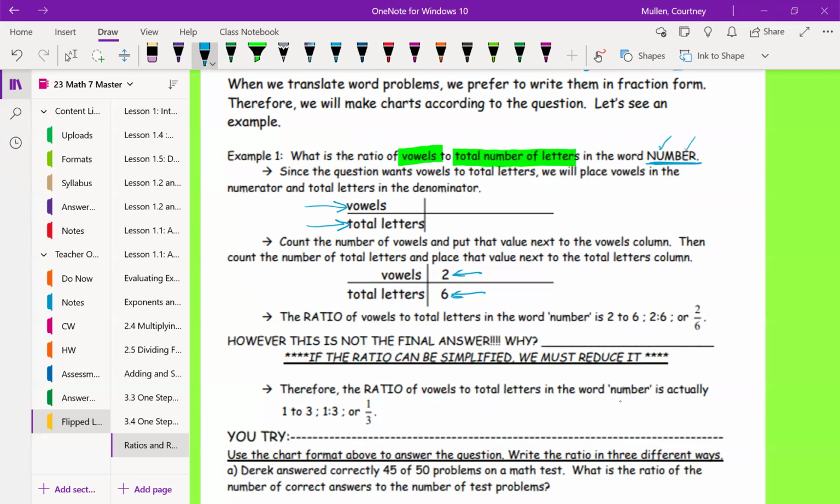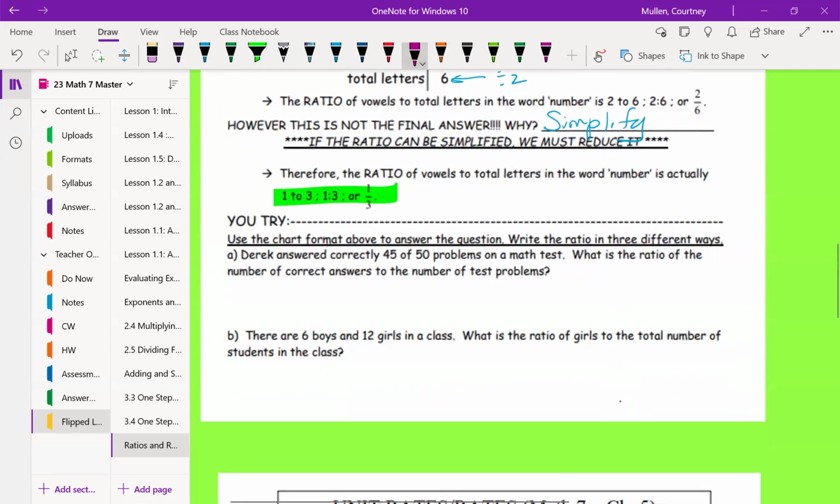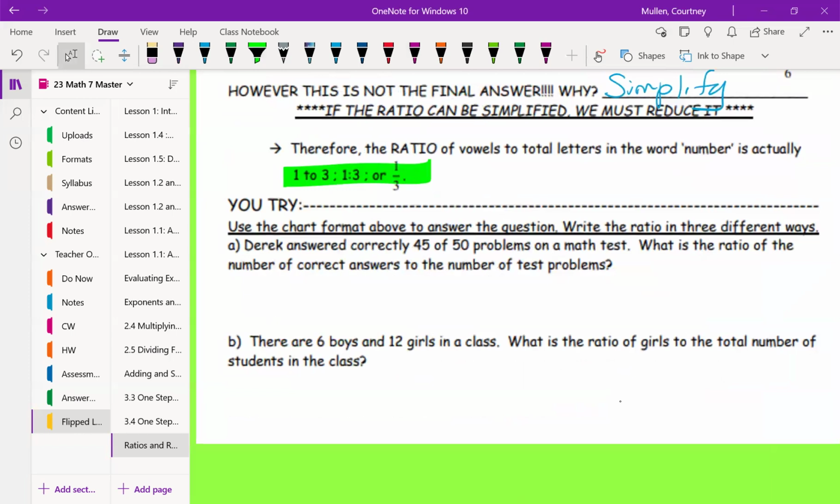But that's not the final answer. Why? You guessed it, because we need to simplify. So therefore, if we simplify 2/6 by dividing by 2, we get a ratio of 1 to 3. So our final ratio would be one of these formats. So we're going to use that chart format very often, so get comfortable with it.